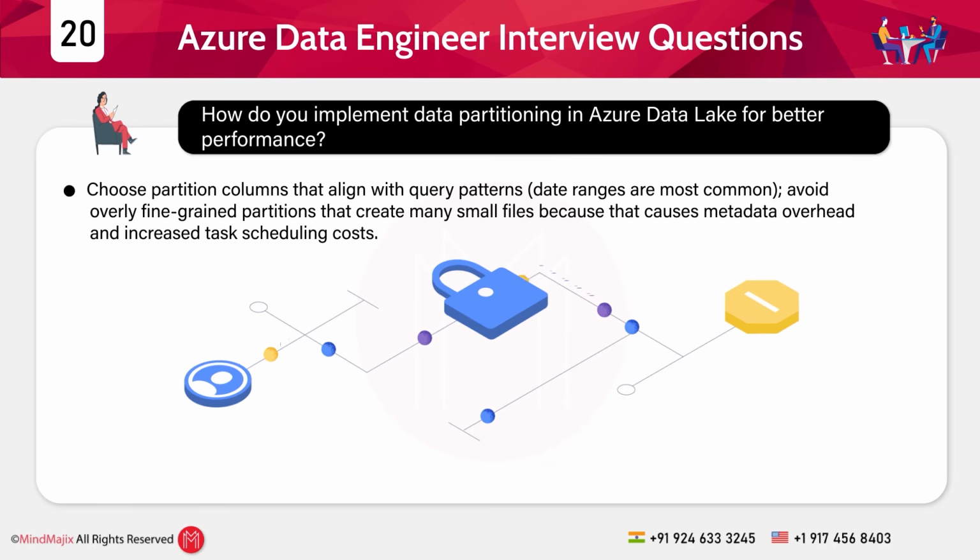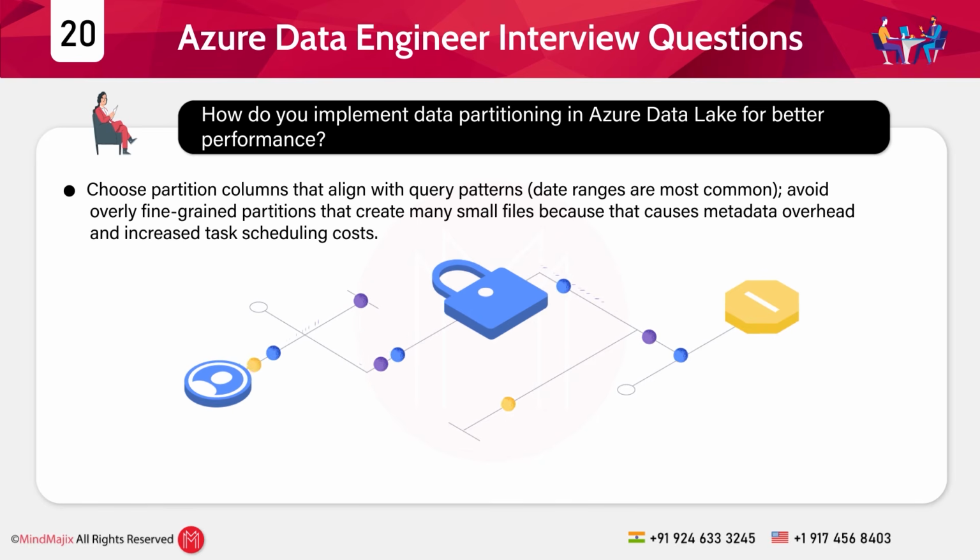For example, if most analytical queries filter on date and region, over here you can partition by year, month, day, and region to limit the reads to only relevant slices. Also, have an archival policy to move old partitions to cooler storage tiers so that you can optimize both performance as well as the cost.